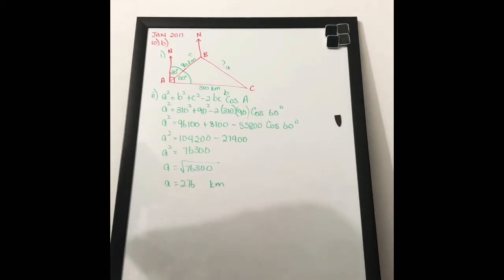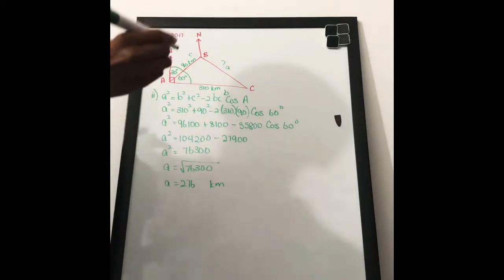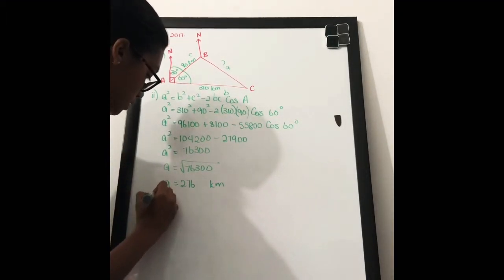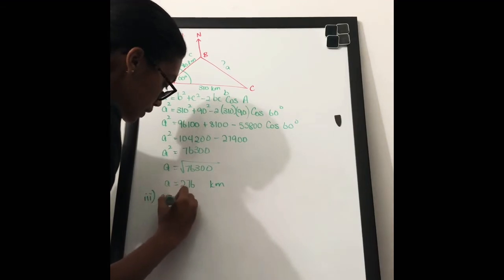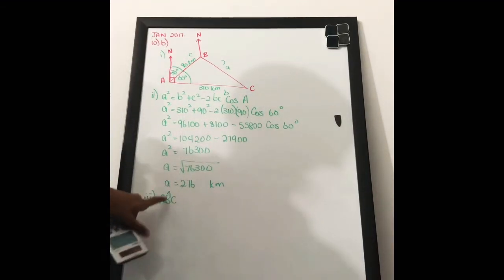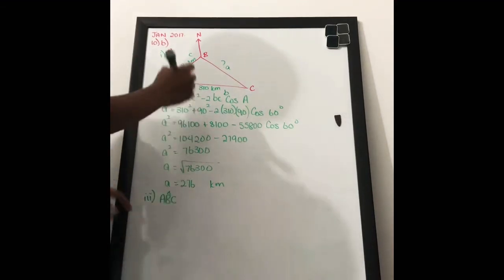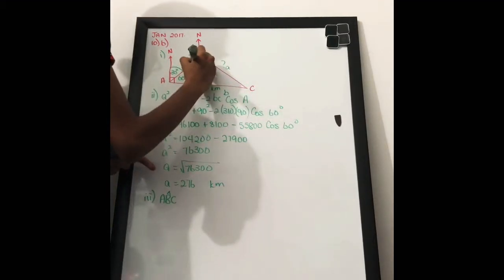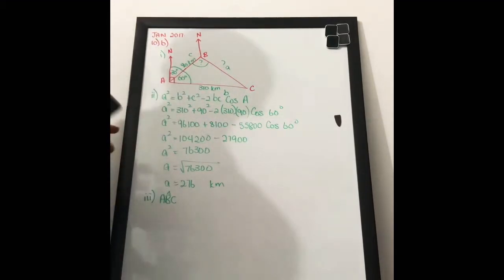The third part, they say calculate to the nearest degree the measure of ABC. So the letter in the middle is always the angle they want, right? So ABC. This is how they wrote it. ABC and the angle on top there, right? So they want the angle at B. So in triangle ABC, what we really want is this angle here, right?